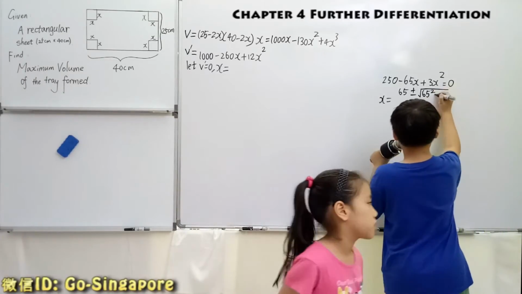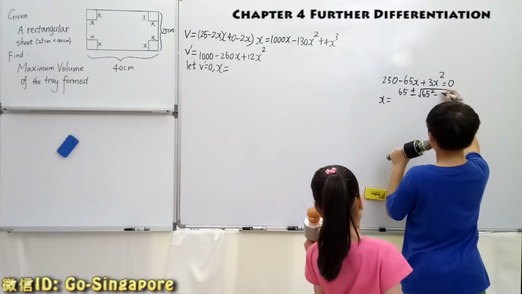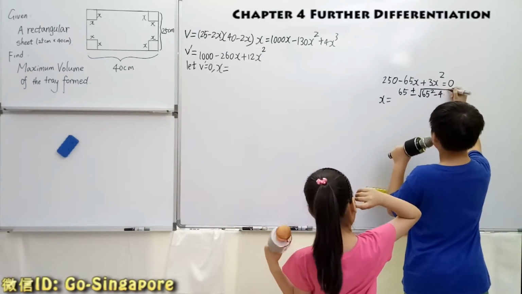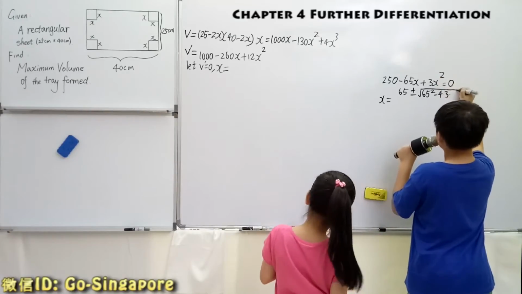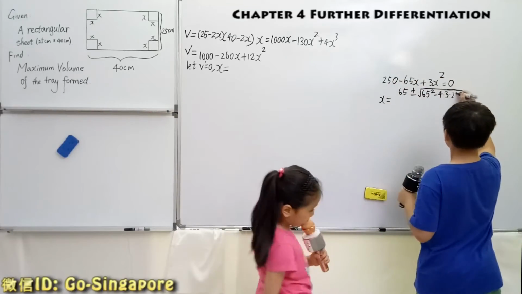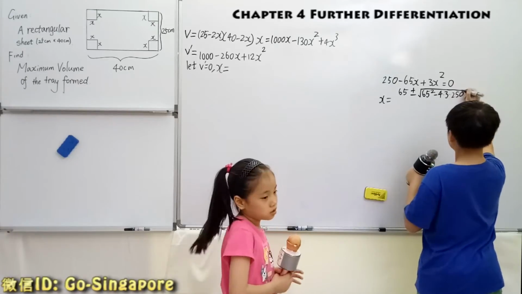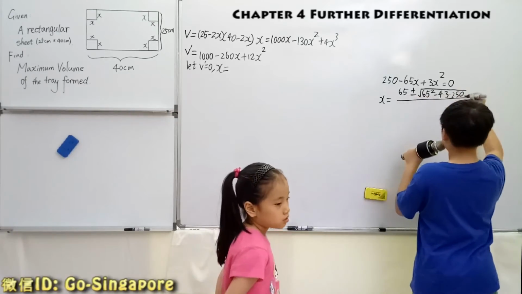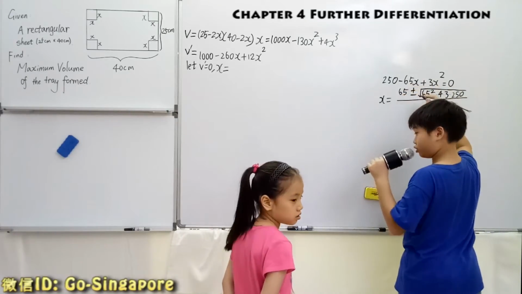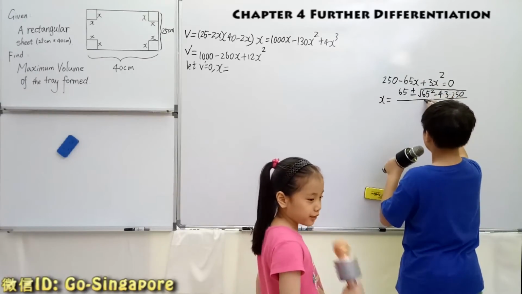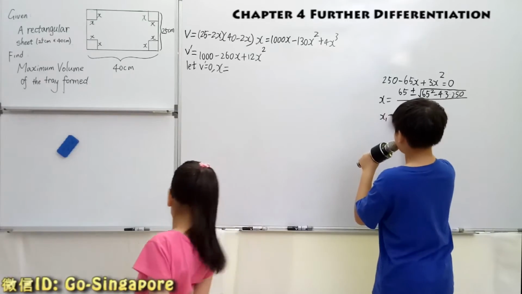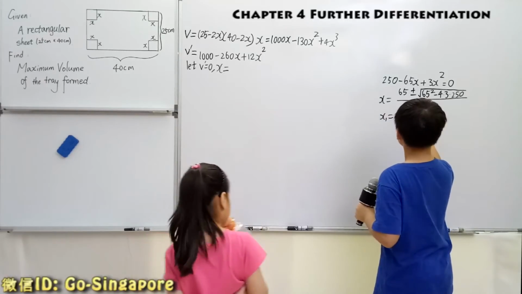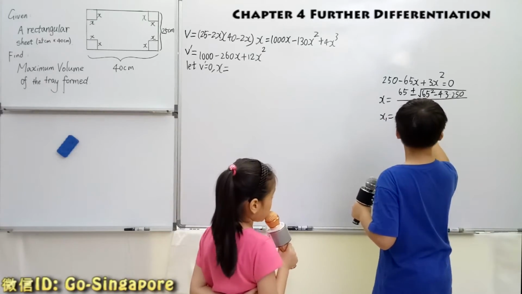Then we'll have the minus 4a, which is actually here, c. Then this is over 2a, right? 2a, so this is actually a 6. Here we have two answers. 50 over 3.